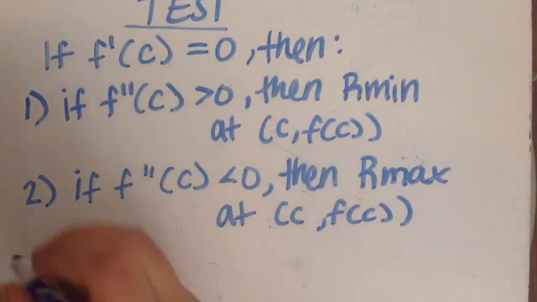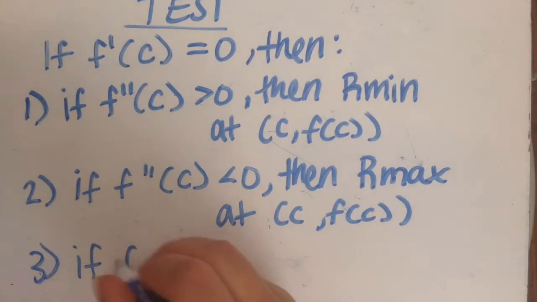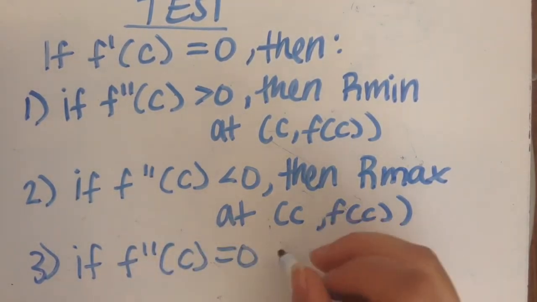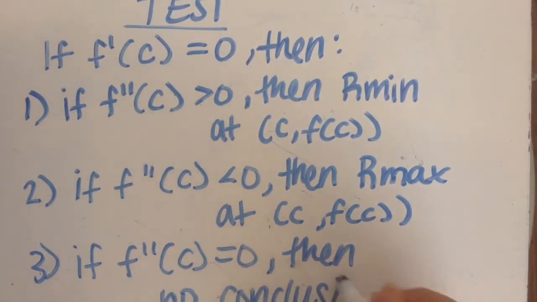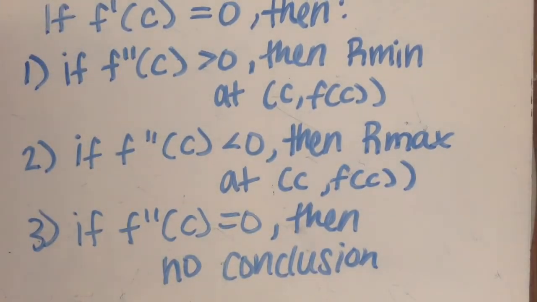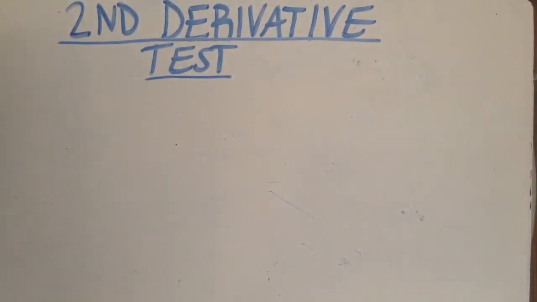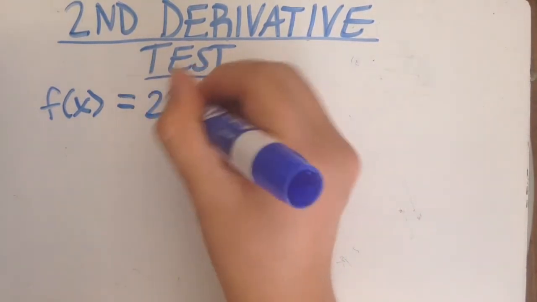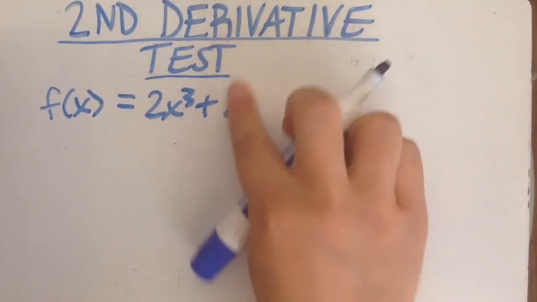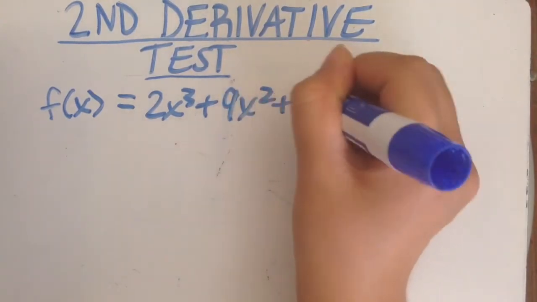And finally, if we find that f double prime of c is equal to 0, then no conclusion. If f double prime of c equals 0, then there is no conclusion to be drawn from the second derivative test, and you must use the first derivative test to find what you need. For example, I'm going to use the same function that we used for the first derivative test just so we can see that the second derivative test actually works. So again, our f of x equals 2x cubed plus 9x squared plus 3.